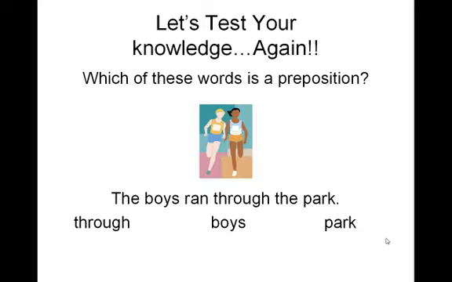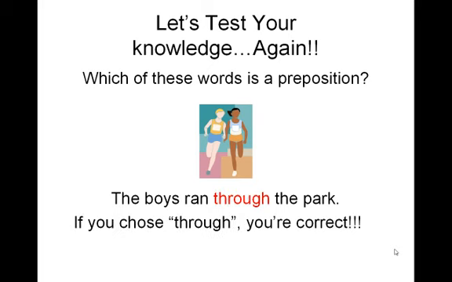Here we go again. Which of the following words is a preposition in this sentence? The boys ran through the park. And our options are through, boys, and park. If you chose through, once again, you're correct.